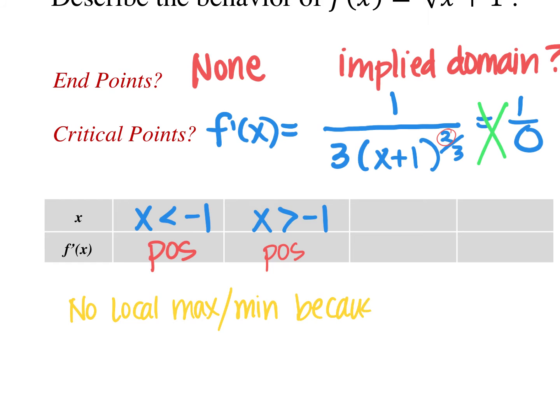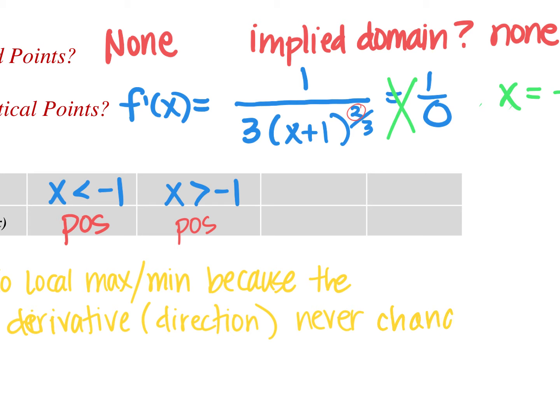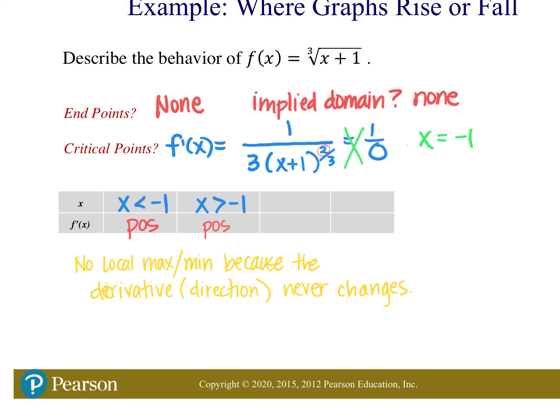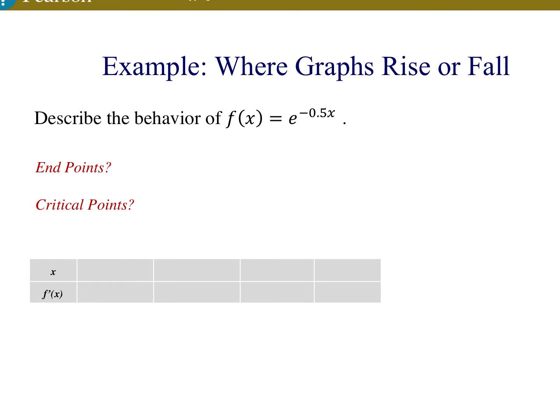because the derivative, which tells me the direction, okay, the derivative, quote unquote, direction, never changes. If I ask you to write something or explain something and you don't use the word change in your explanation, I can't give you full credit for it. You have to tell me either something changed or something didn't change. Okay, I have one more before I let you work for a little bit.